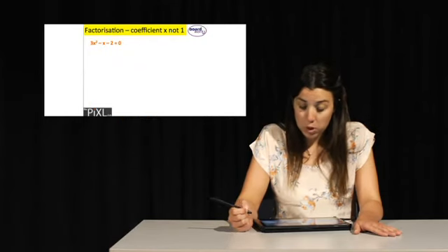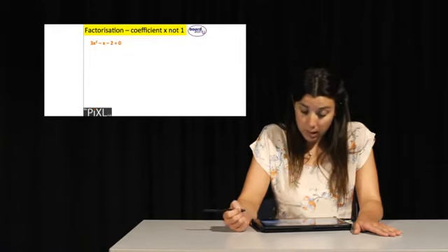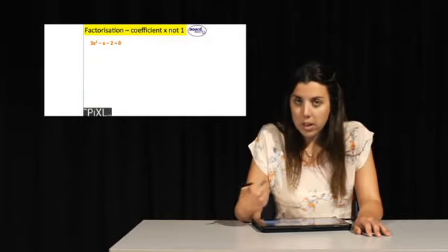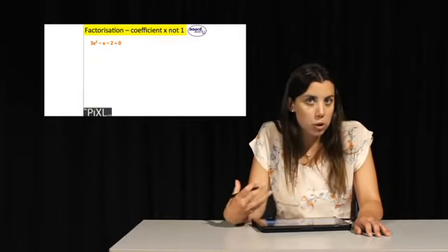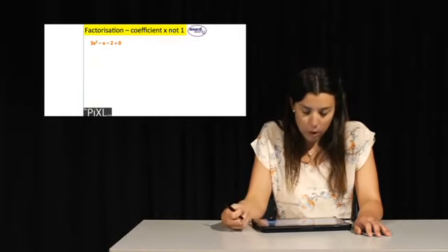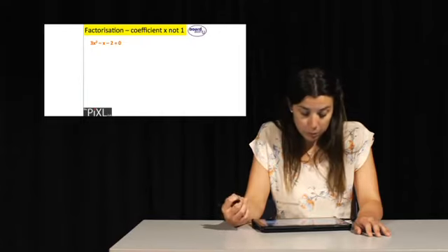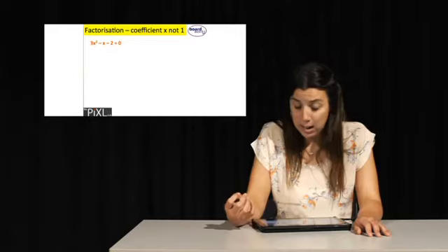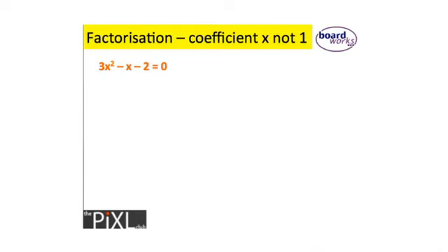The next example, you'll notice that the coefficient of x squared is not 1. We have, in this case, 3. 3x squared, subtract x, subtract 2 equals 0. In this example, we think about it in the same way. We're still going to have two brackets being equal to 0. But our first step is slightly different. We're going to multiply the coefficient of x squared, which is the a value, by c. So a multiplied by c is going to give us negative 6.